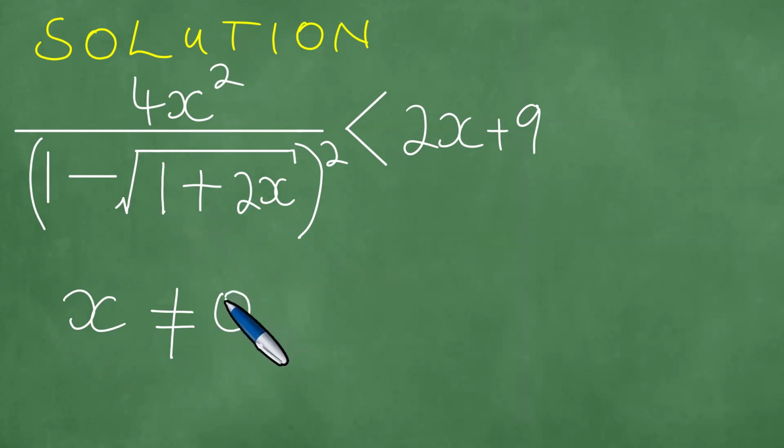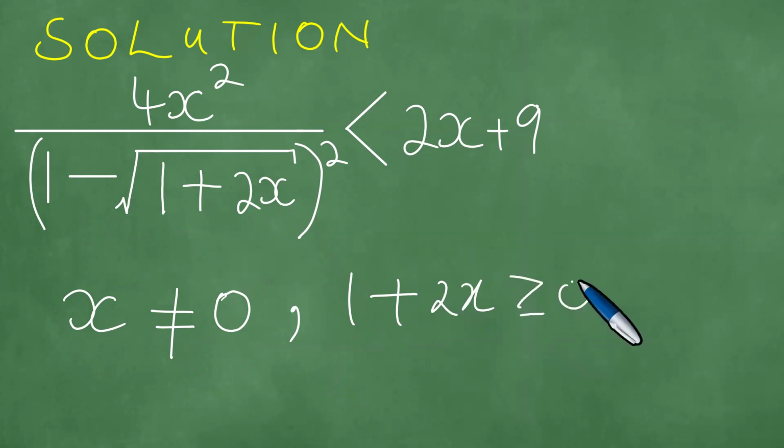One of the restrictions here must be that x cannot be 0. Why? Because if ever x equals 0, in the denominator you would have 1 plus 0 appearing under the square root, and 1 minus 1 becomes 0, and we will have division by 0. And so the restriction is that x cannot be 0. Moreover, under the square root sign, we have 1 plus 2x that must be greater or equal to 0, because square roots are defined for that.